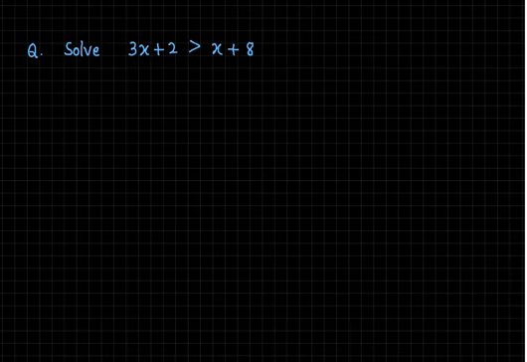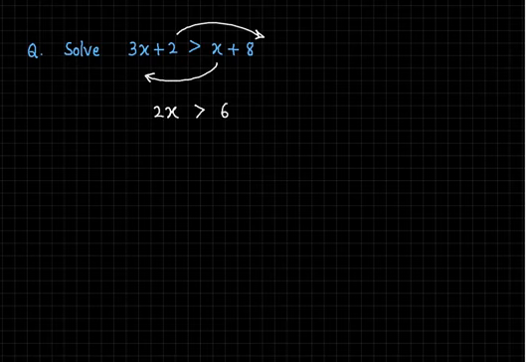For this, we will have to recall and use the required properties of inequalities. So here we have 3x and we have 2x. So we subtract x and we subtract 2 at left hand and right hand side respectively. So clearly we get 2x is greater than 6.